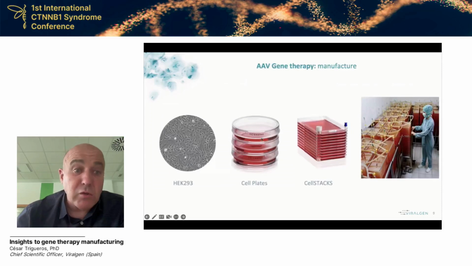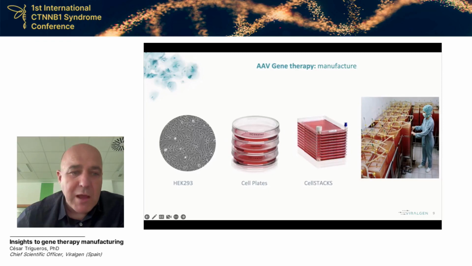This is the cell line that we are using. We put the DNA here, and then the cell produces the virus for us. This is the typical plate that we use in the lab, no more than 5 ml per plate. And you can imagine that if we have to scale up to 70 liters per patient, it will be a nightmare. So some people have decided to use this kind of cell stack that gives you no more than 5 liters. When we start thinking about how we are going to treat several patients, we have to start thinking about this kind of culture.